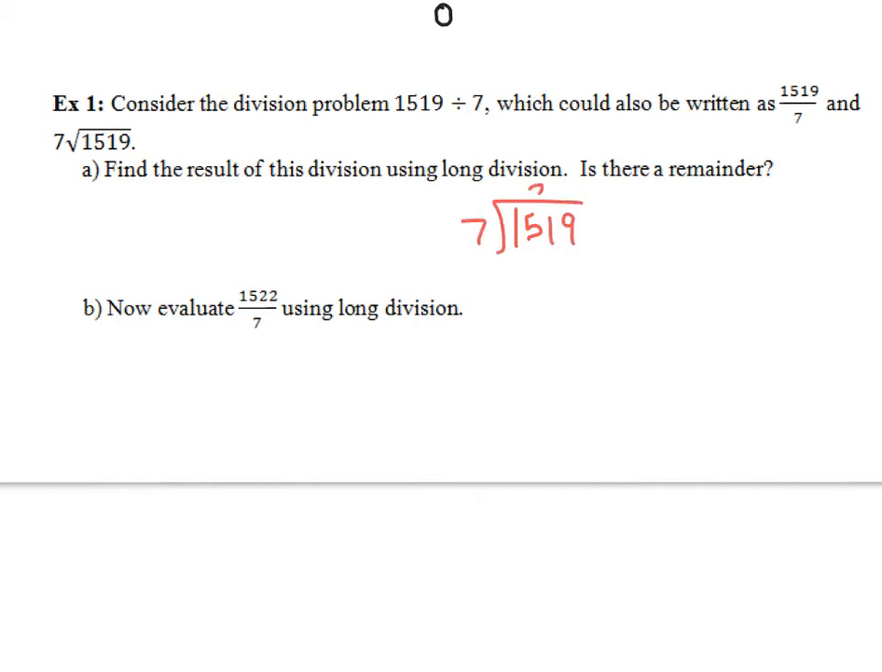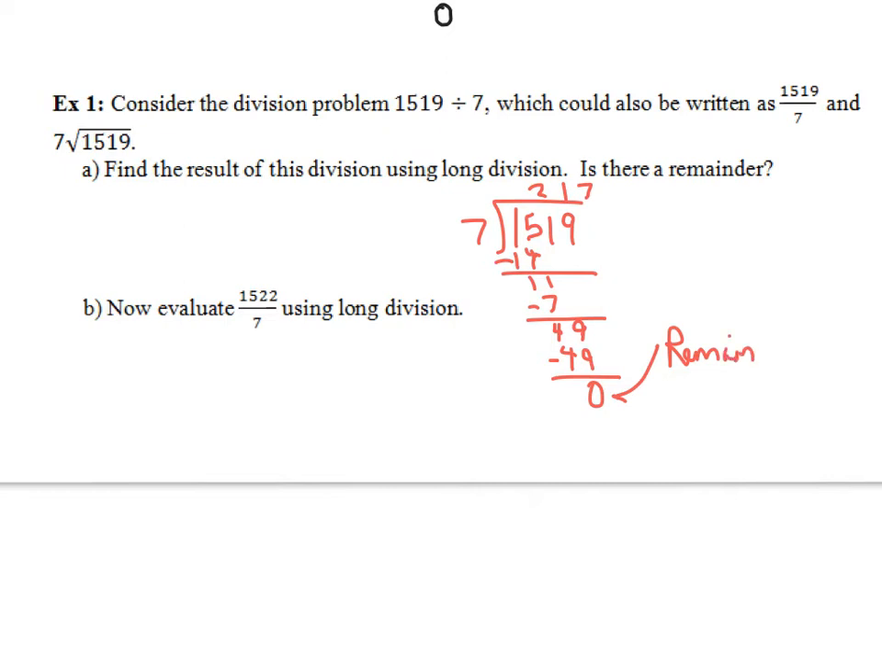7 goes into 15 2 times. 2 times 7 is 14. When I subtract, I'm getting a 1. Bring down the next digit, which is 1. 11 divided by 7 is 1. 1 times 7 is 7. Subtract and get 4. Bring down the next digit, which is 9. 49 divided by 7 is 7. 7 times 7 is 49. So when I subtract, I get a remainder of 0.